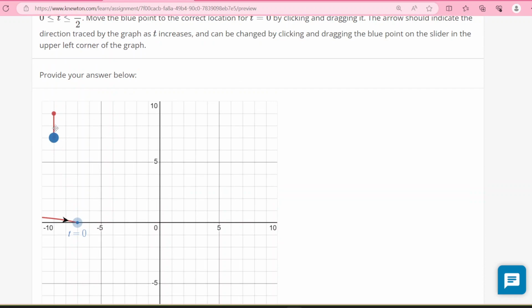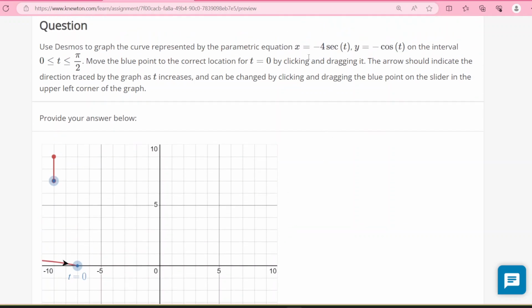So you see if I move this here, it'll change the arrow. This is going that way. Now it's going the other way. All right, well, if x is -4 secant t, remember secant 0 is just 1.